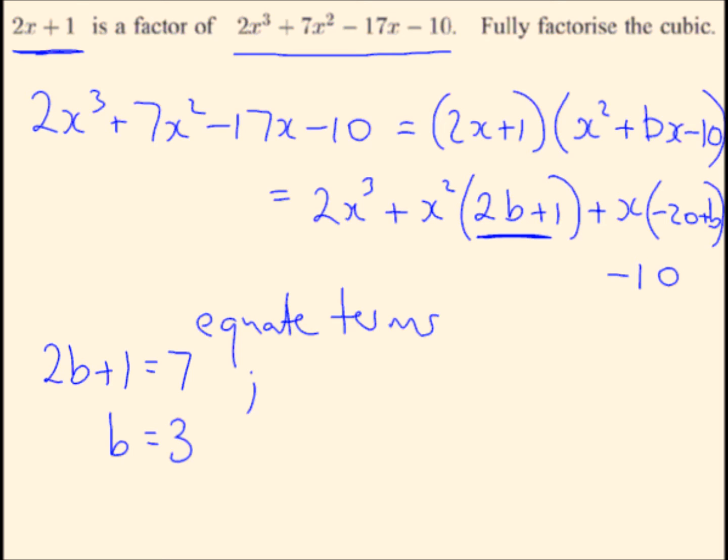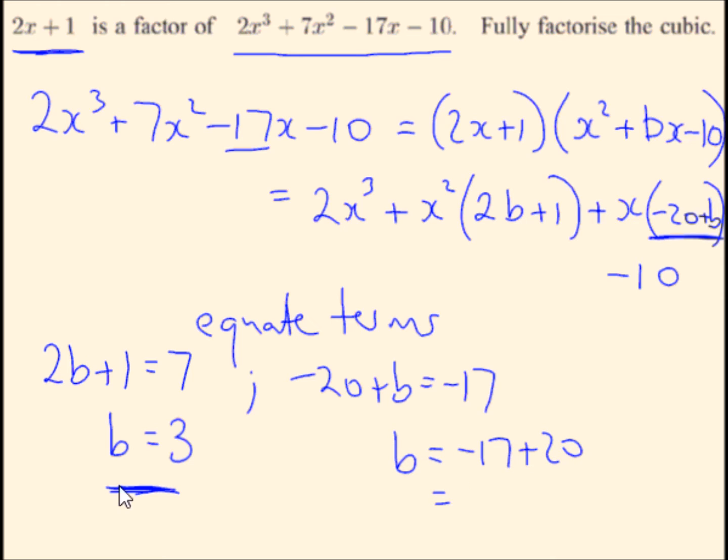Alright, let's equate the x terms. So my x term here and my x term here is -17. So those 2 are equal to each other, and we end up with that equation there. Now we've already solved the value of b, but solving this we just confirm that we've done the right thing at this point. So if we rearrange the equation here, we'll get to -17 plus 20, and once again we get the value of 3. So even though you've solved the value of b, solve the other equations just to confirm your result.